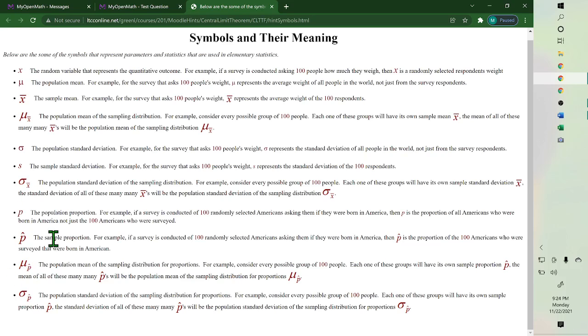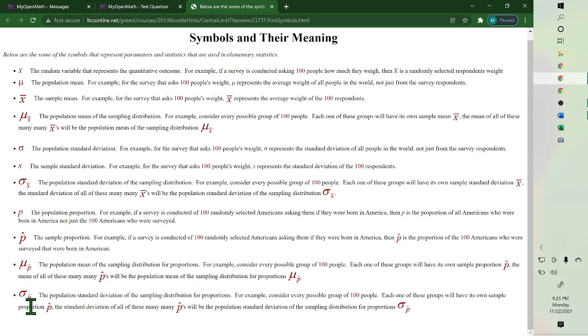P's are proportions. This P is the population proportion. So it's the proportion of people out of the whole population. P hat is the sample. So this one would be, in this problem, all Americans, the proportion born in America. This one is a sample, so whatever group you had gotten.